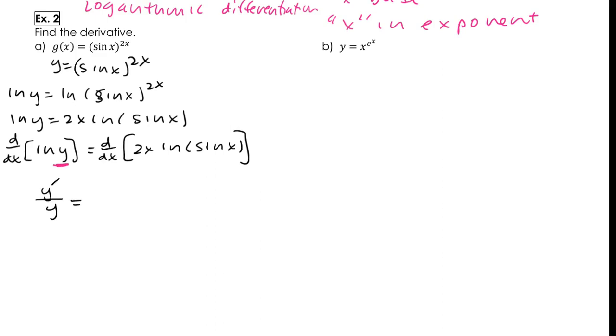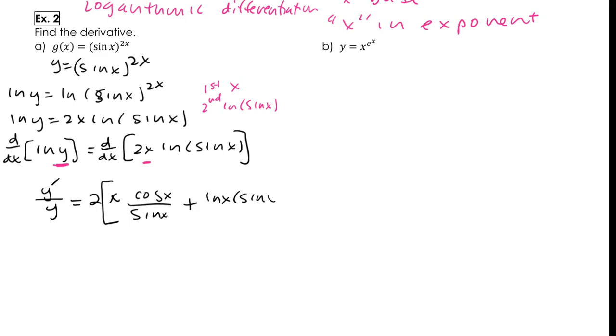Now on the right, that 2 is a scalar. I like writing it out in front and dealing with it at the end. So in this case, because of product rule, our first is x, and our second is natural log of sine x. So if we do product rule, it's first, now how do you take the derivative of natural log of anything? That thing goes on the bottom, and its derivative goes up top. Plus the second, which is natural log of sine x, and what's the derivative of x, which is the first? That's 1.